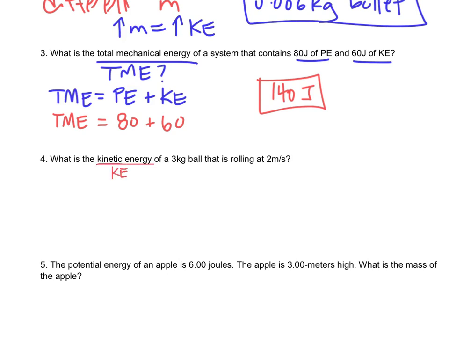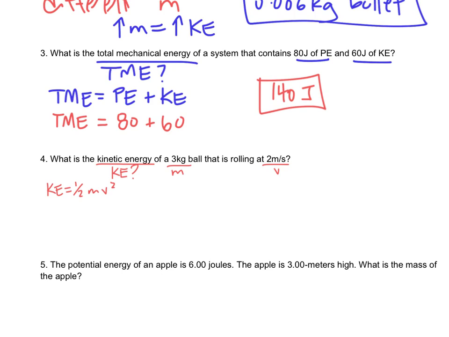So you want to find KE, and it gives you 3 kilograms, which measures mass, and it tells you it's rolling 2 meters per second, which is the velocity. So if you remember, your kinetic energy equation is 1/2 times mass times velocity squared. So you plug in your mass, your velocity, and solve for KE. I'll let you solve it on your own.